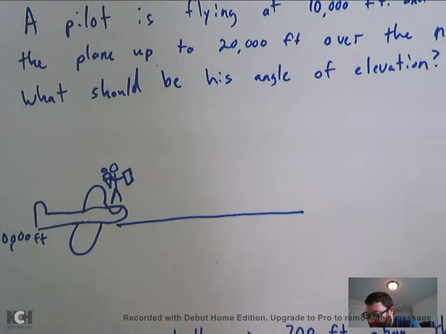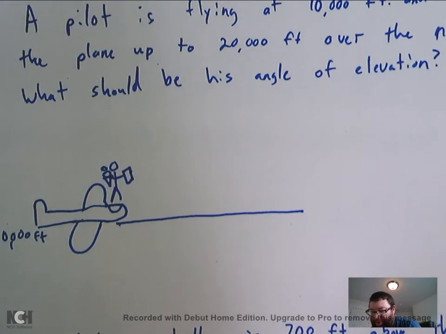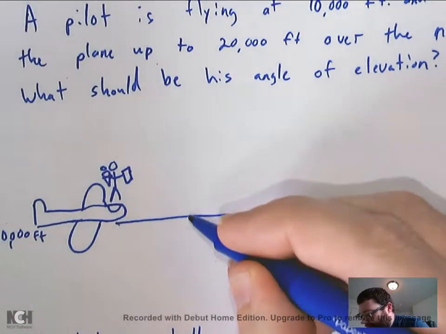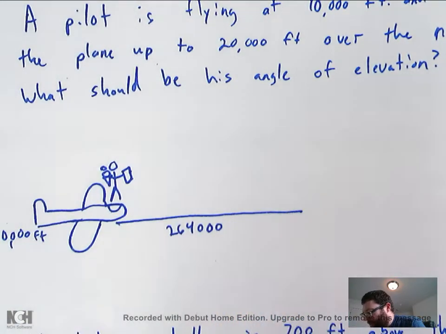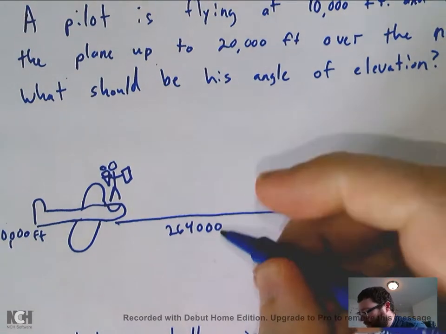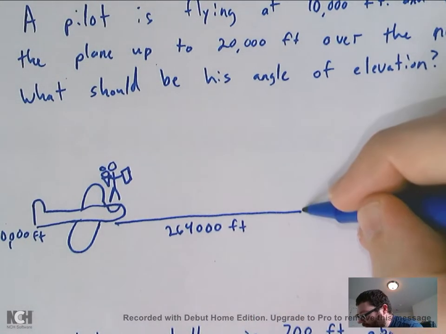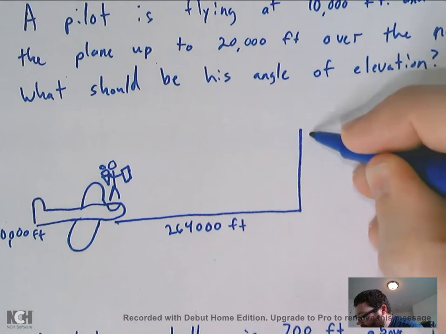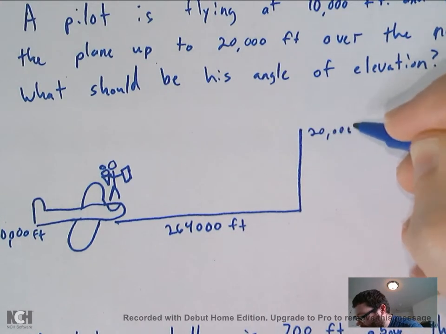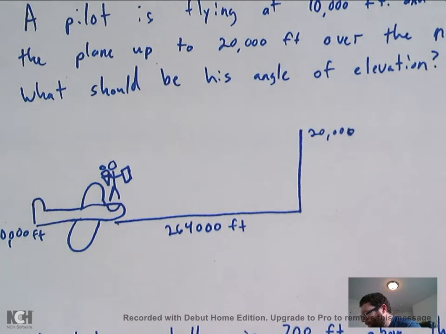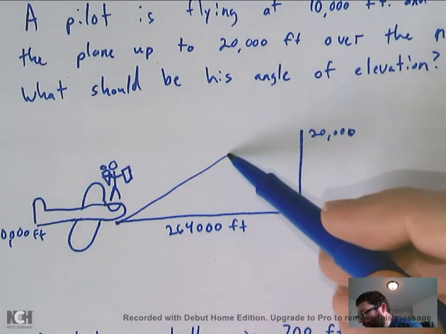So 50 times 5,280, which is the feet in a mile, is going to be 264,000 feet. Then he's going to climb to 20,000 feet. So that's where he's actually going to fly.